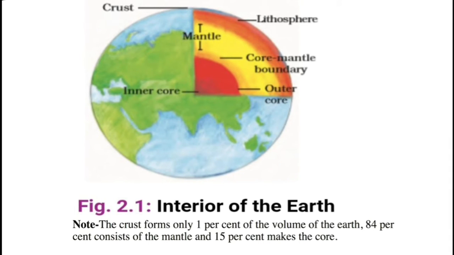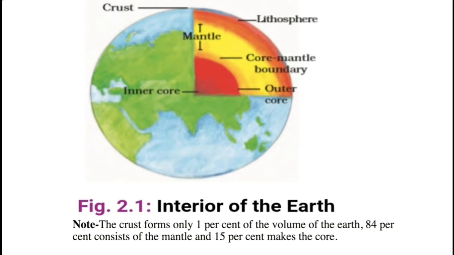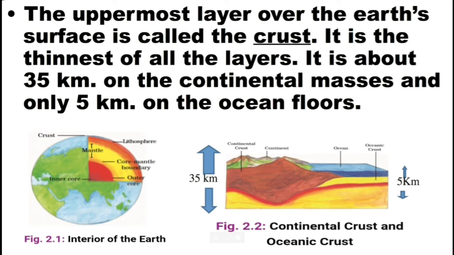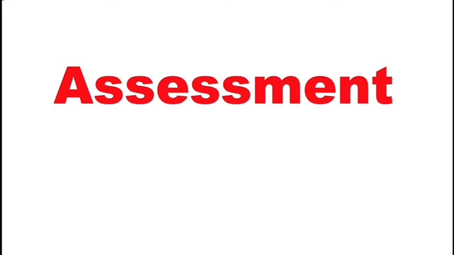So dear students, in this chapter at first we studied about the layers of the earth. There are 3 layers of the earth. Just like an onion has many layers, the earth has 3 main layers: crust, mantle and core. After that we studied about rocks. There are 3 types of rocks: igneous, sedimentary and metamorphic. We also studied about uses of rock and the rock cycle.